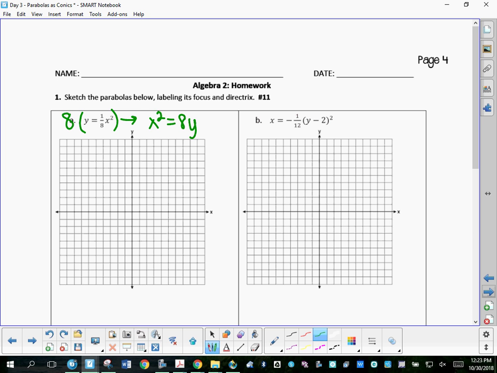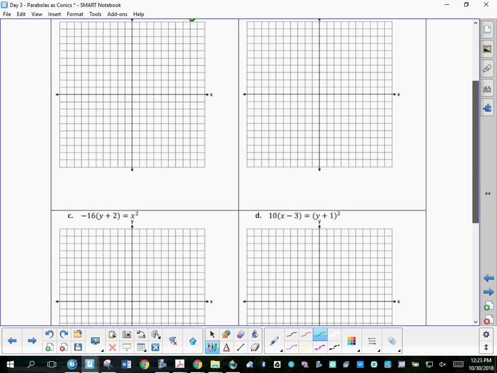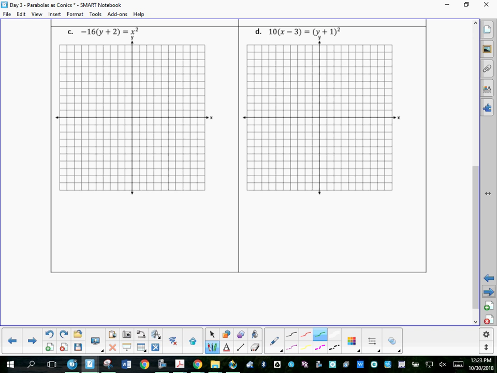Yeah. What about the next one? Is that in the right form? Is your squared term alone? So what do we have to multiply by? Negative 12. So that leaves me what? Y minus 2 quantity squared equals negative 12x. I mean, can you handle that? I don't know. Work it out.